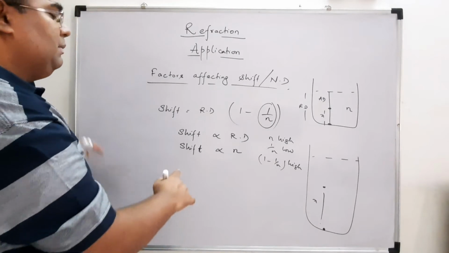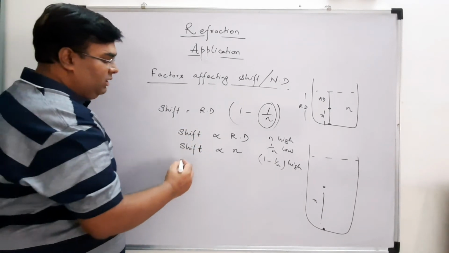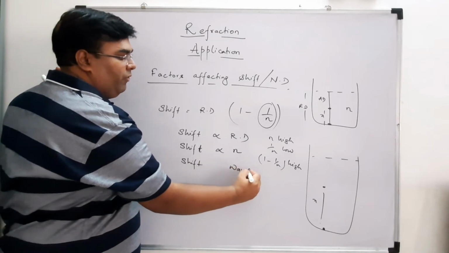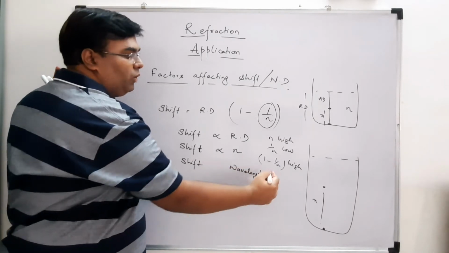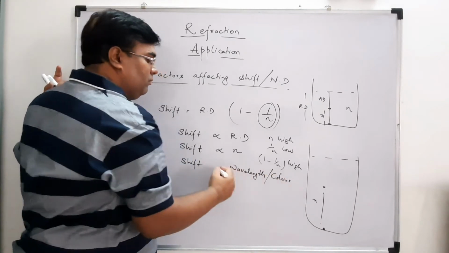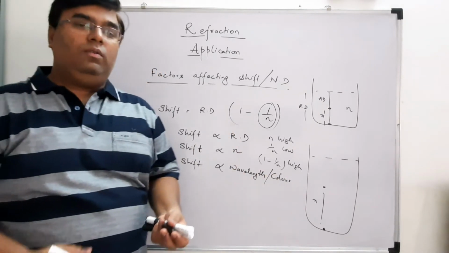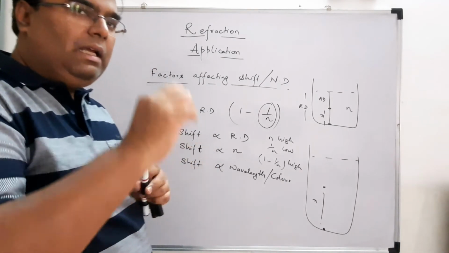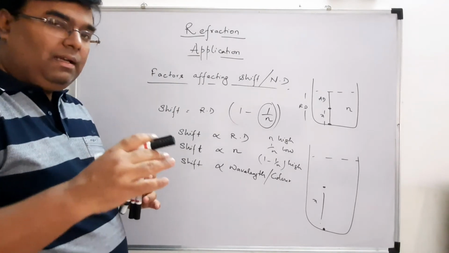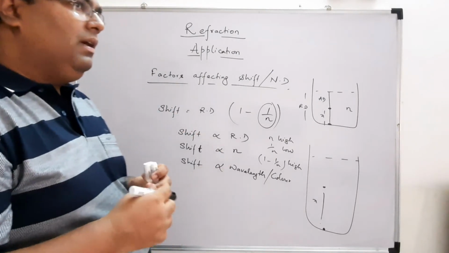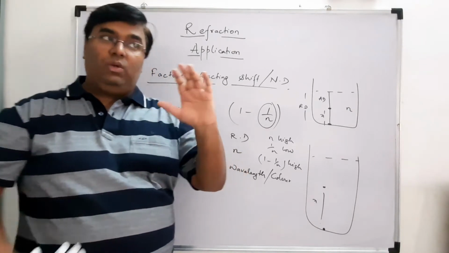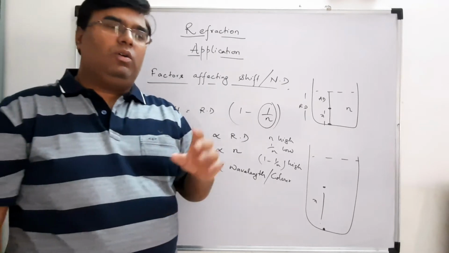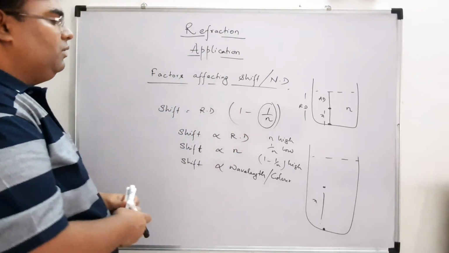So shift is directly proportional to n, and shift is also dependent on wavelength, or you can say color. For red the shift is very small, and for violet the shift is very high. That's why we use red lights for danger, because the shift is very small.